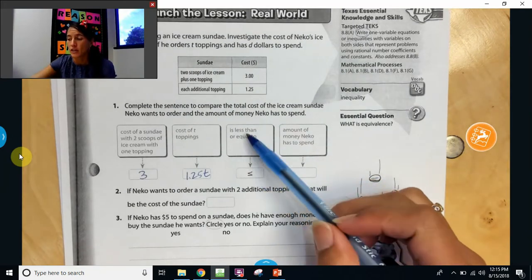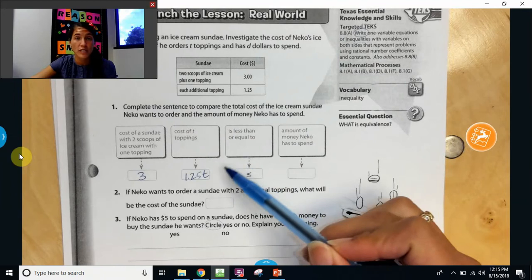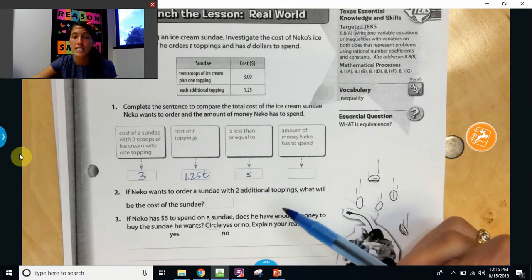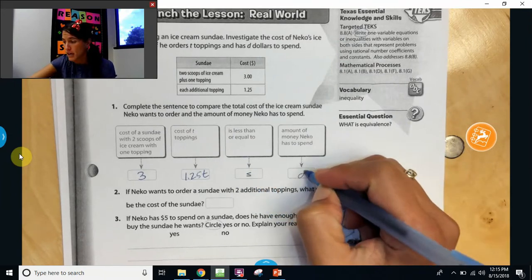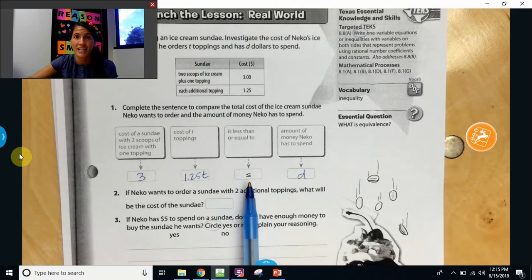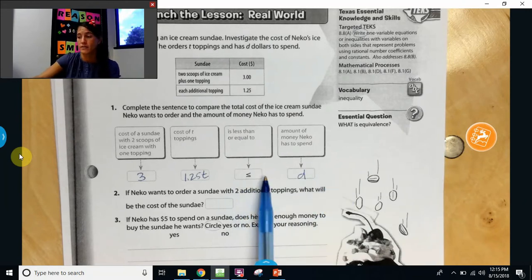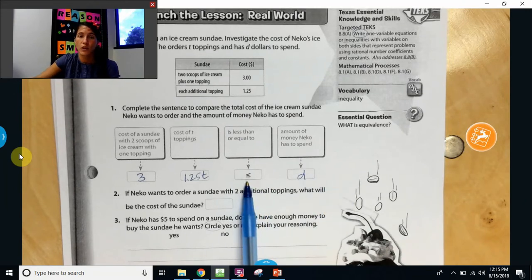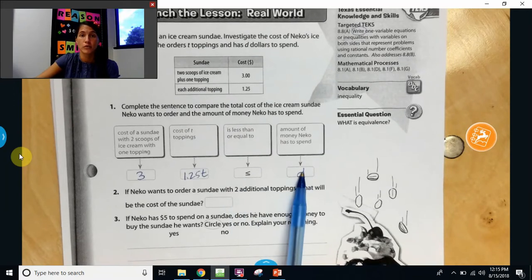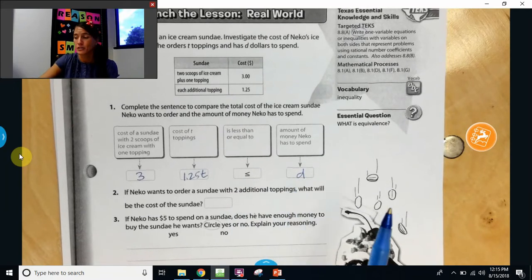And we use the inequality less than or equal to. The reason we choose less than or equal to is because if he has D dollars to spend, that means Nico needs to spend less than D dollars or equal to D dollars. He can't spend more money than he has. So that's why we're choosing the inequality less than or equal to. At most he can spend D dollars. So I have written an inequality.